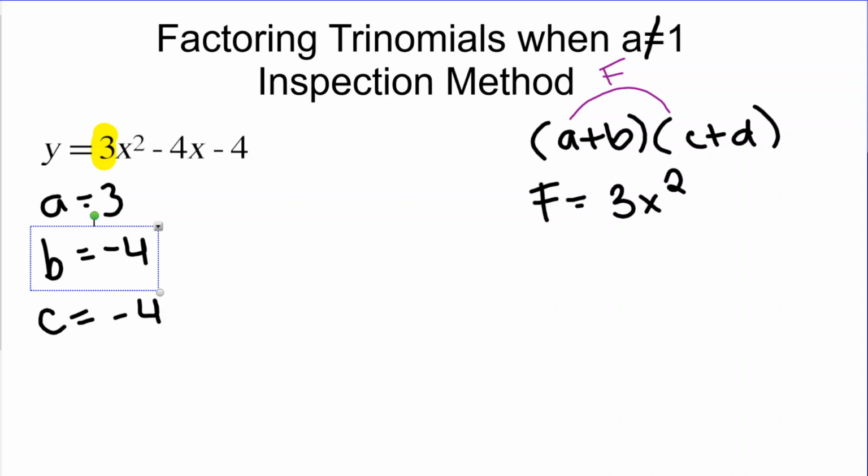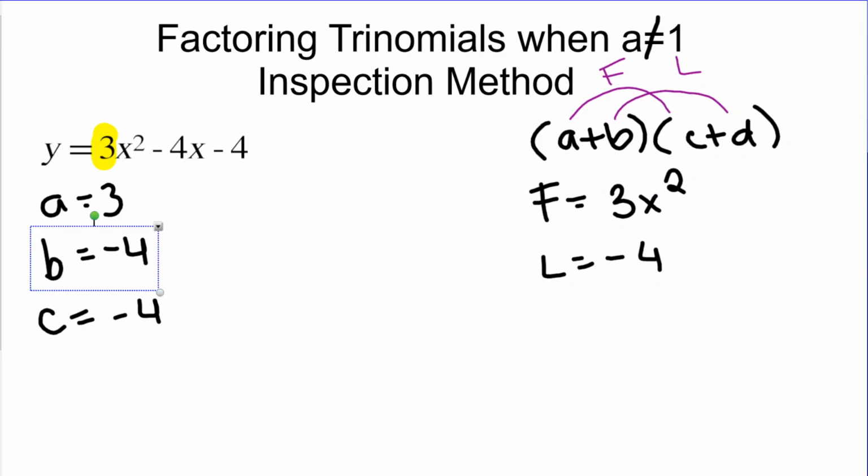We also know, based on multiplying constants, b times d, that's an L of our FOIL acronym, the last term times the last term. That is going to have to be that negative 4. So L, our two constants, have to multiply to negative 4. So that can help us get started on our brackets. That can help us decide on the numbers that are going in all 4 of those spots.